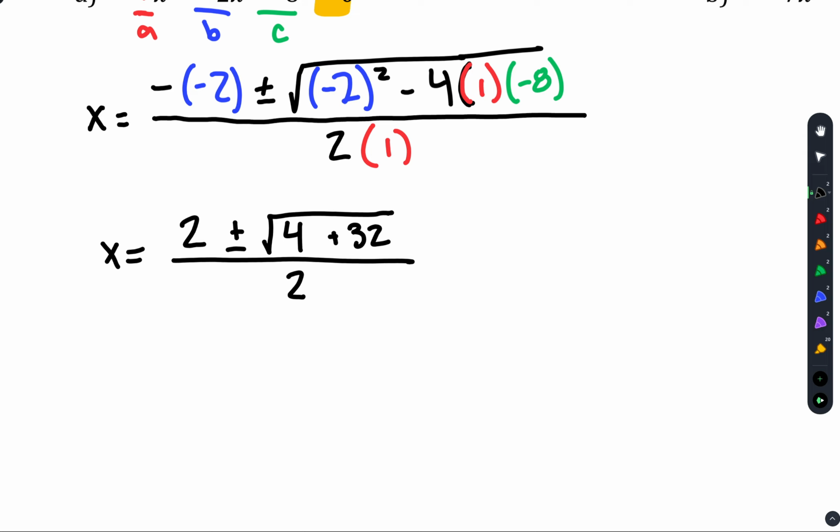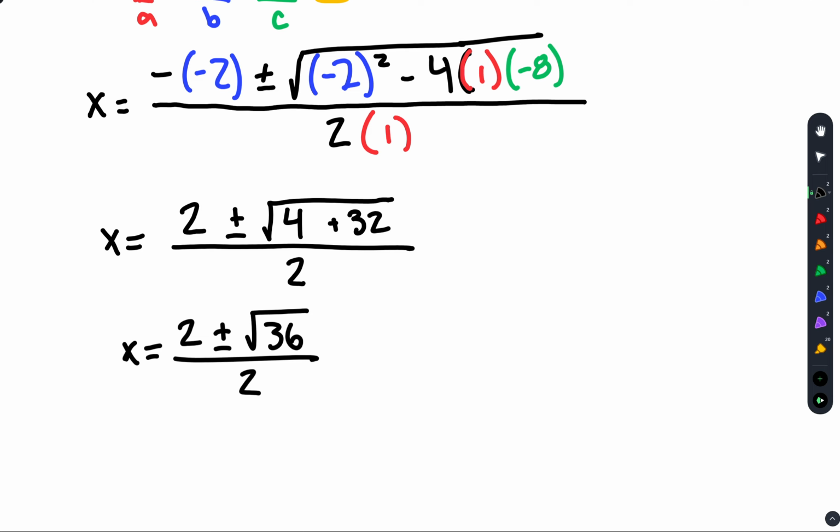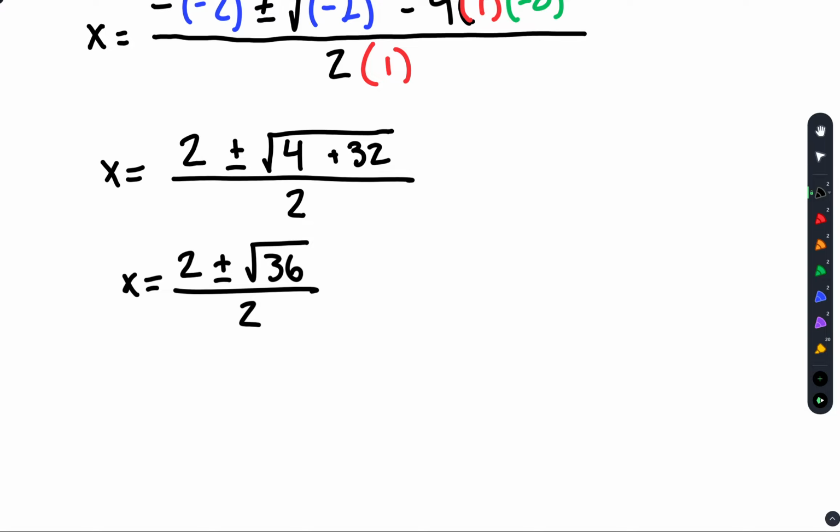Good with that? I got one more simplifying step I can do here. Again, I'm going to rewrite the entire thing. I am not just going to rewrite the parts that I'm simplifying. So this is the square root of 36. And do we know what the square root of 36 is? It's just 6. So again, I'm going to rewrite the entire thing: 2 plus or minus 6 divided by 2. And now everything is simplified. I just have regular old numbers. I don't have anything I can add or multiply or subtract together.